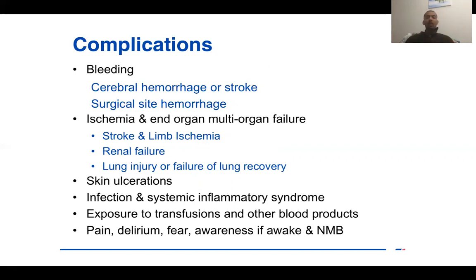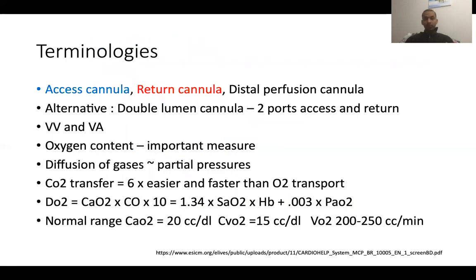exposure to transfusion, other blood products, pain, delirium, and definitely things such as PTSD from being in the ICU and being on ECMO, being on the ventilator, ARDS, post-traumatic stress disorder. Okay, so some of the important terminologies. Access cannula is pulling blood out of the patient, deoxygenated. Return cannula pushes back blood into the patient, and then I mentioned to you about the distal perfusion cannula that goes especially to the lower leg in cases of VA ECMO.